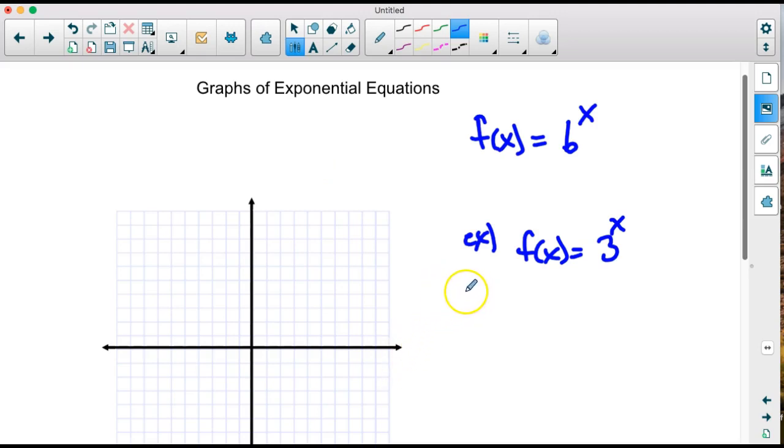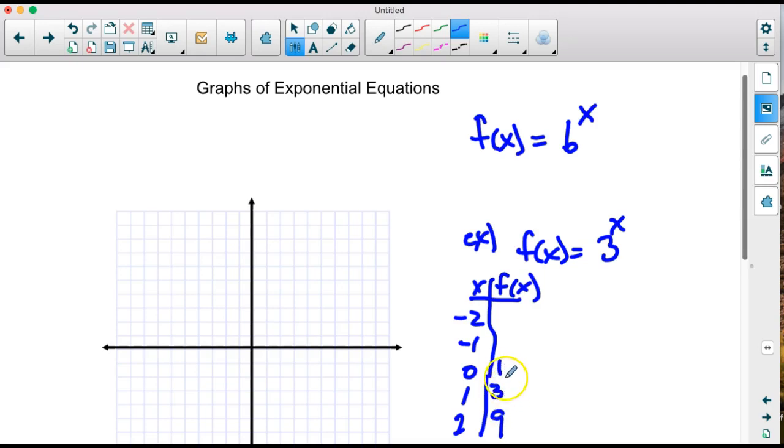So in this case, I'm going to make a chart of values to graph this, x and f of x. We're going to use -2, -1, 0, 1, and 2 as my chart of values. I'm going to start with the positive. I know what 3 to the second power is, that's 9. I know what 3 to the first power is, that's 3. Anything to the 0 power is 1.